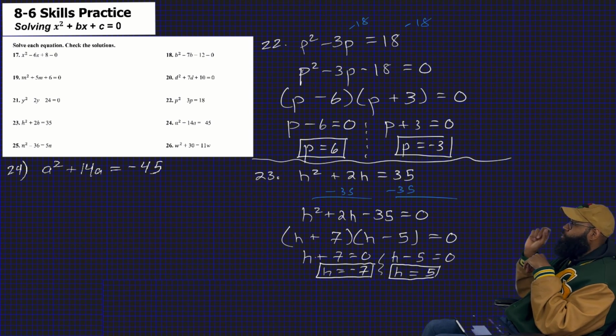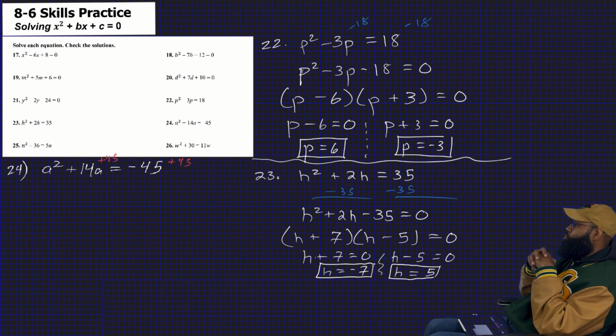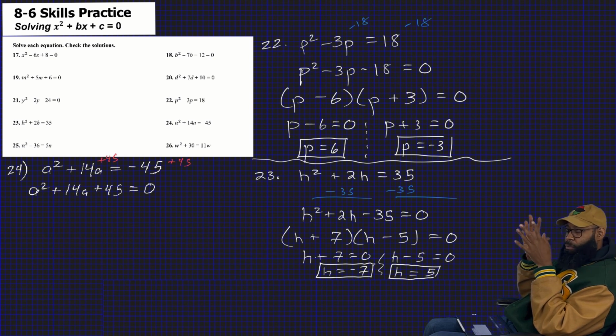a squared plus 14a minus 45. We got to set it equal to 0, so we'll do the opposite of subtracting 45, or the opposite of negative 45. My new equation reads a squared plus 14a, what? Plus 45 equals 0. And again, I'm already thinking, all right, multiply is going to be 45 and adds up to 14.